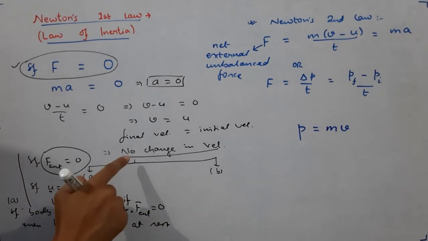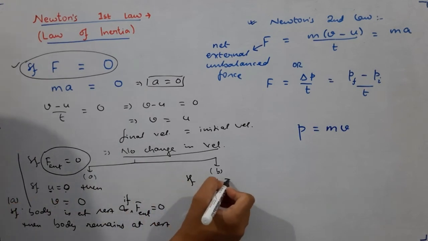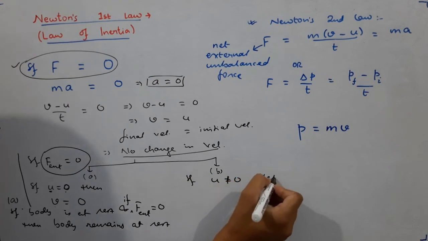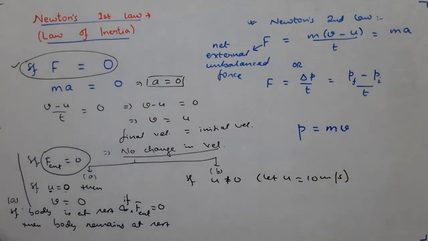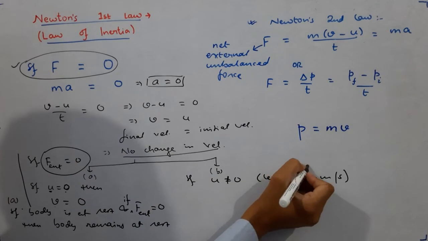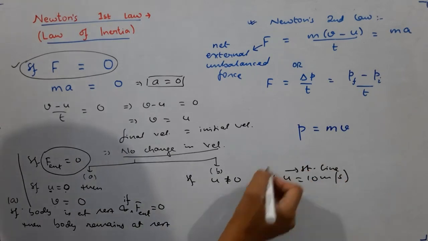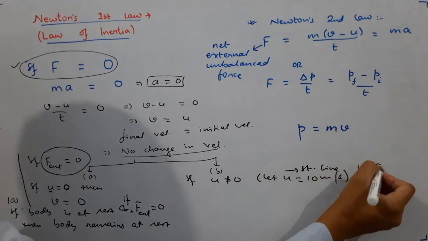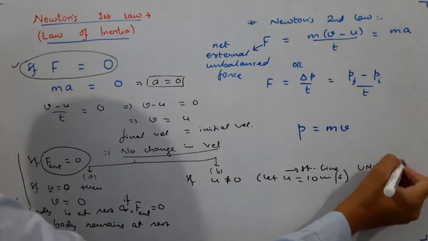Second part: if u is not equal to 0. Let me take, for simplicity, to make you understand, u is equal to 10 meters per second. Suppose initially the body was moving in a straight line with a constant velocity of 10 meters per second. Such a motion is called uniform motion along a straight path.